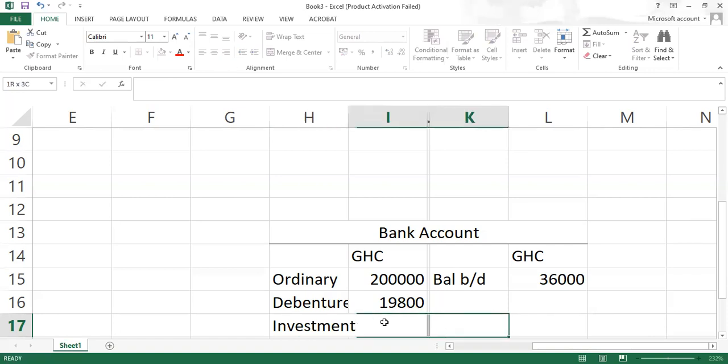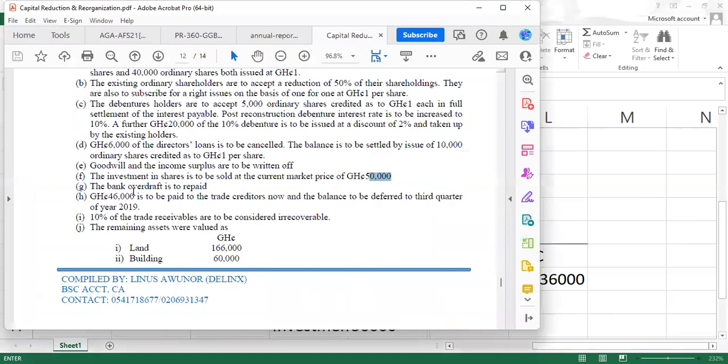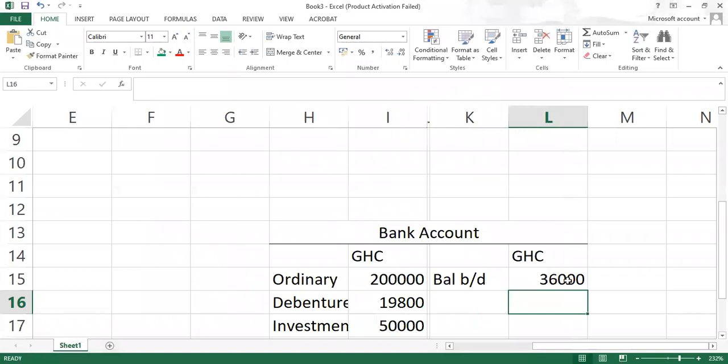By how much? 50,000. Okay. Are we following? Yes. Okay, let's move on. The bank overdraft is to be repaid. We have repaid the bank overdraft already. That one we have done it already. Since we are putting it over here, it will be written off against these figures.